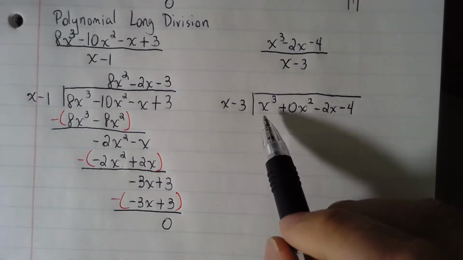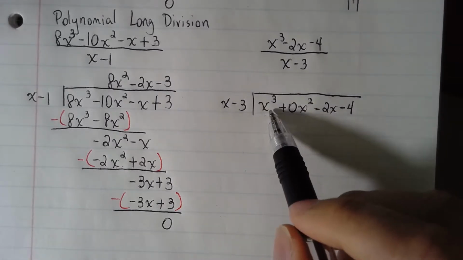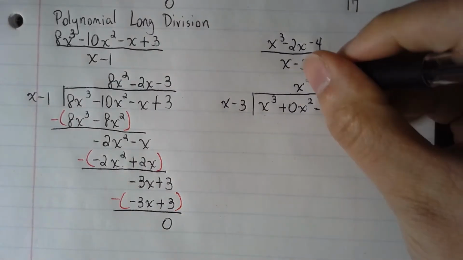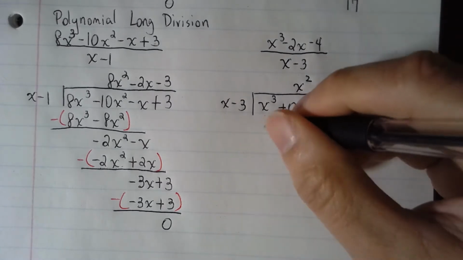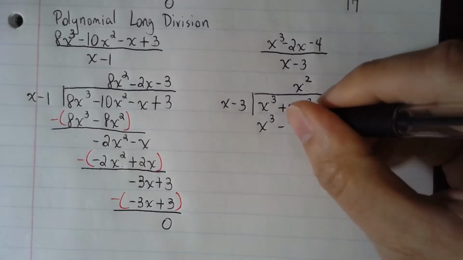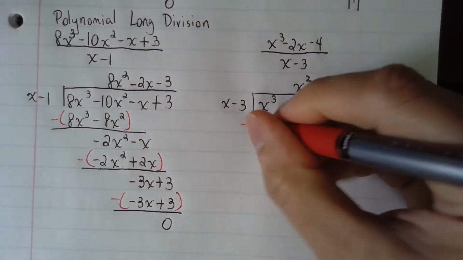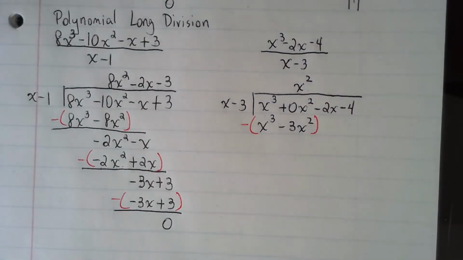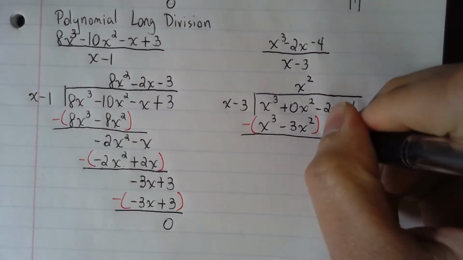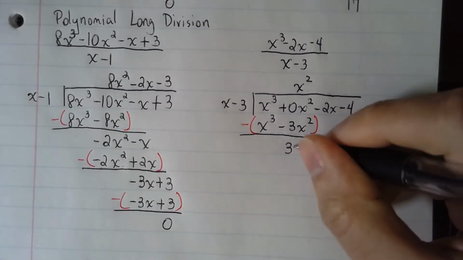So our goal is still the same. We always look at the first term and try to figure out what we need to multiply by in order to achieve x cubed. And we need to multiply by x squared. 1x squared times x will give me exactly x cubed. x squared times negative 3 is negative 3x squared. After we multiply, we subtract the whole expression. x cubed minus x cubed is 0. 0 minus negative 3x squared is going to give me positive 3x squared.